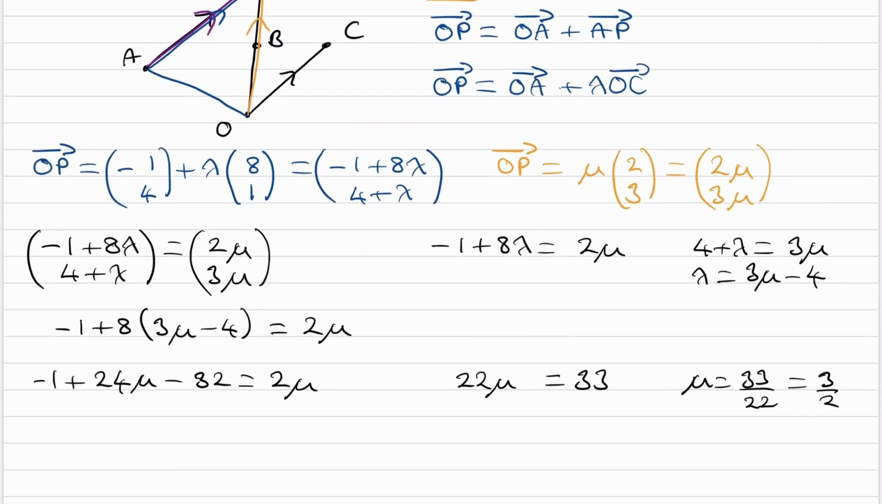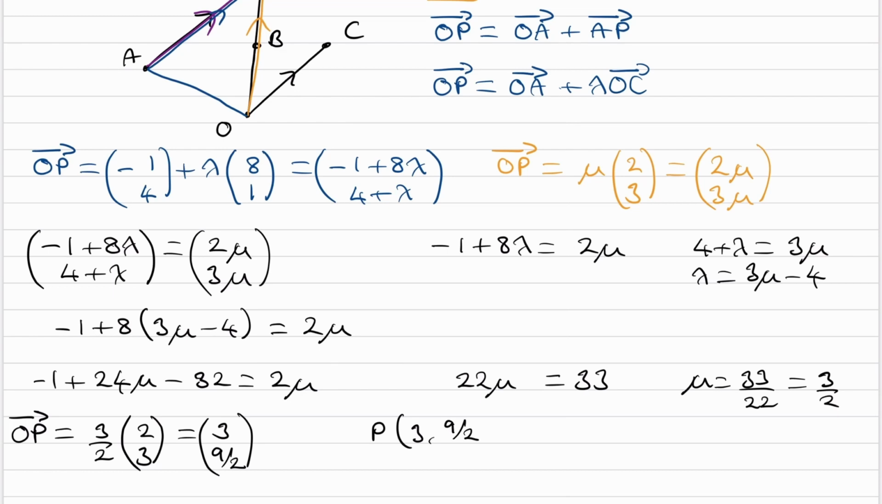So we're timesing mu by 2, 3. So then OP is 3 over 2 multiplied by 2, 3. So these two times together will give 3. These two times together will give 9 over 2. And that is our answer. So our coordinate, so this was our position vector, our coordinate will then be 3, 9 over 2.